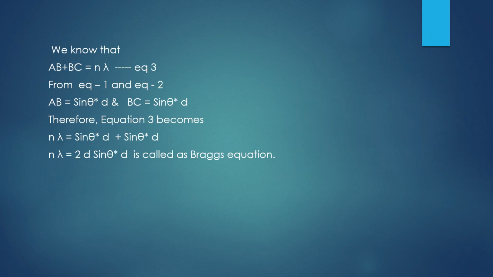We know that AB plus BC equals n lambda, which is the path difference. Let us represent this as equation 3. From equations 1 and 2, the values are substituted in equation 3. On substituting, we get n lambda equals d sin theta plus d sin theta. Therefore, n lambda equals 2d sin theta. This is called Bragg's equation.